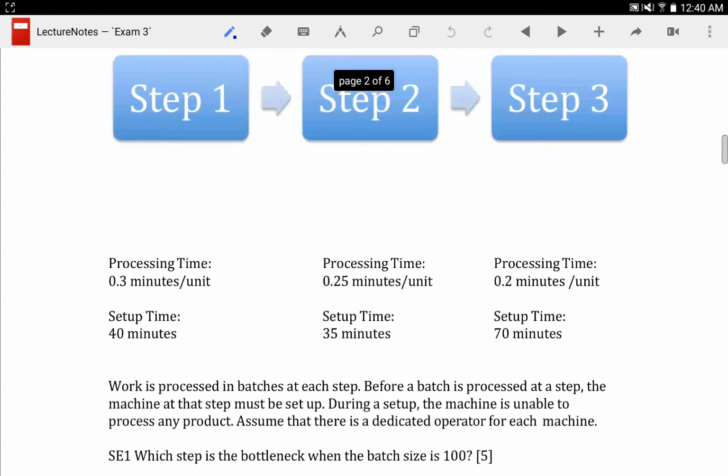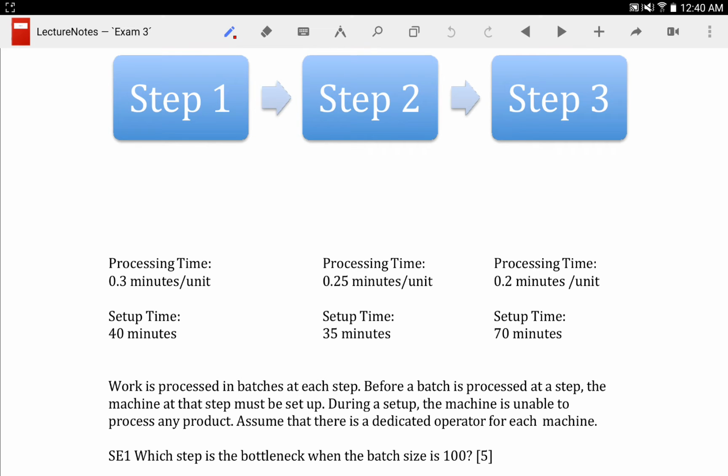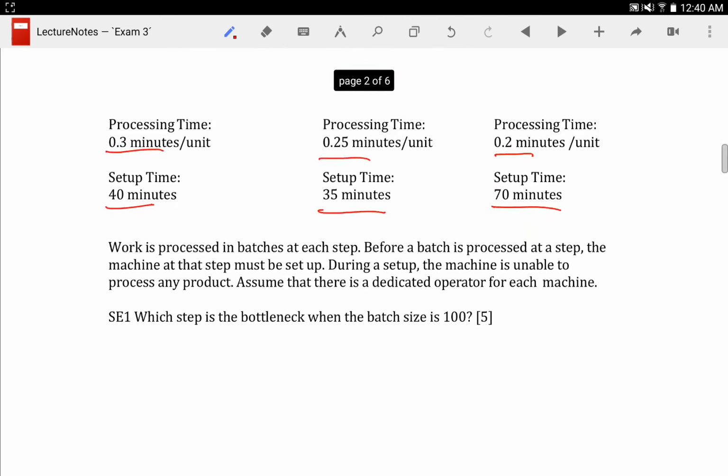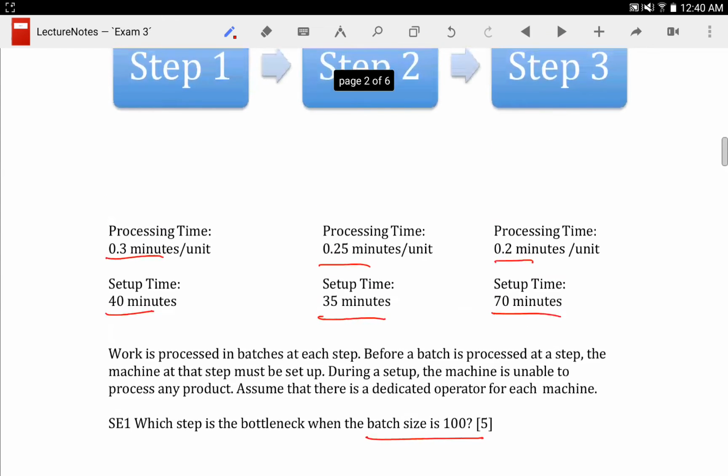In this numerical problem, there are three steps: step 1, step 2, and step 3. Each of these steps has a setup time, and each of these steps has a processing time. And I want you to find the bottleneck if the batch size is 100. Alright, let's go and take a look at this.